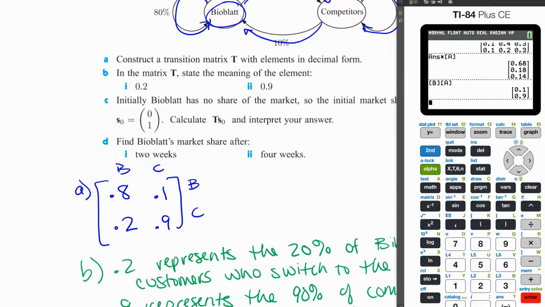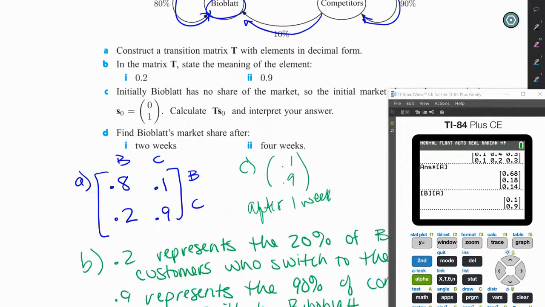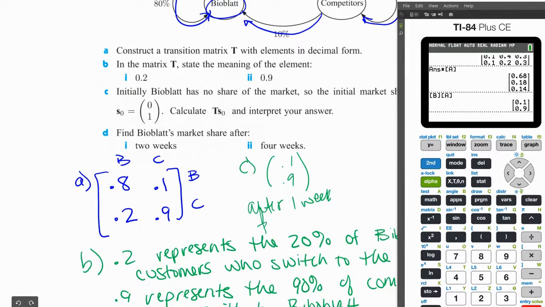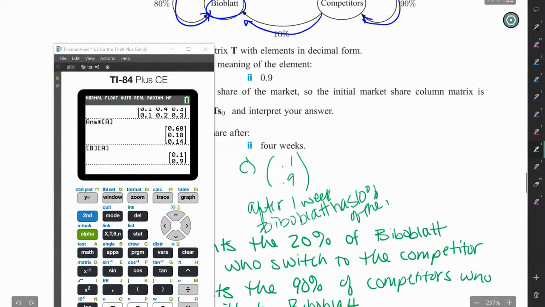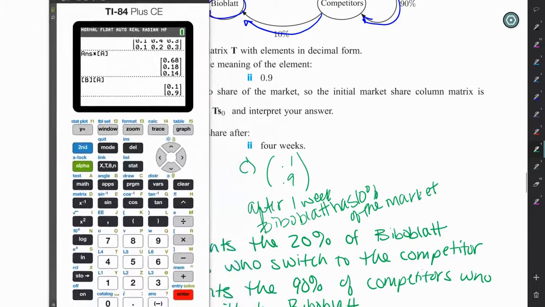So for part C, we get 0.9, 0.1, which means after 1 week, I'm assuming they're in weeks. Yes. So after 1 week, Bibelblatt has 10% of the market. Now we want to know their share after 2 weeks and then after 4 weeks.